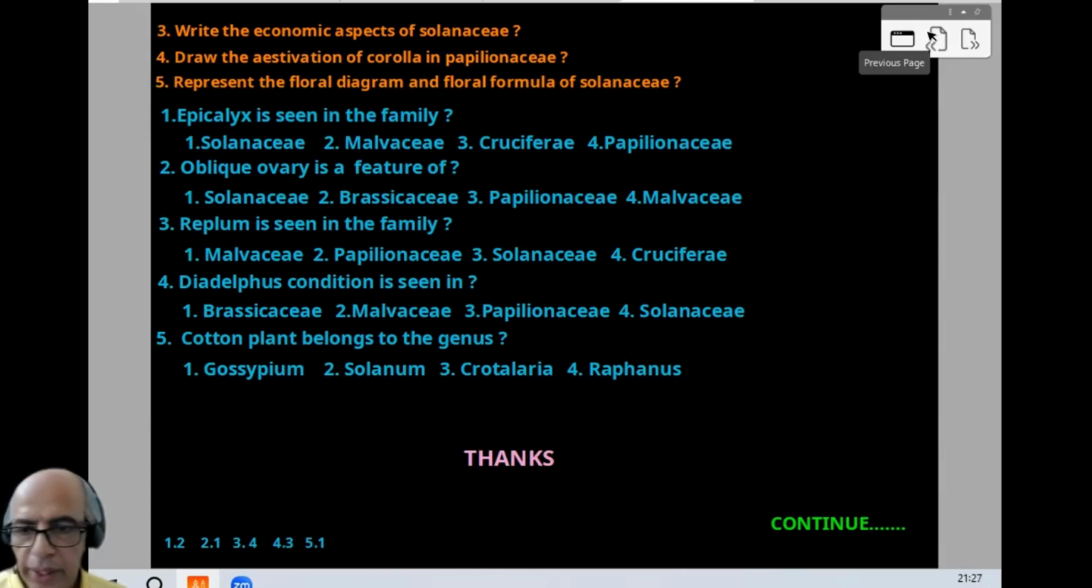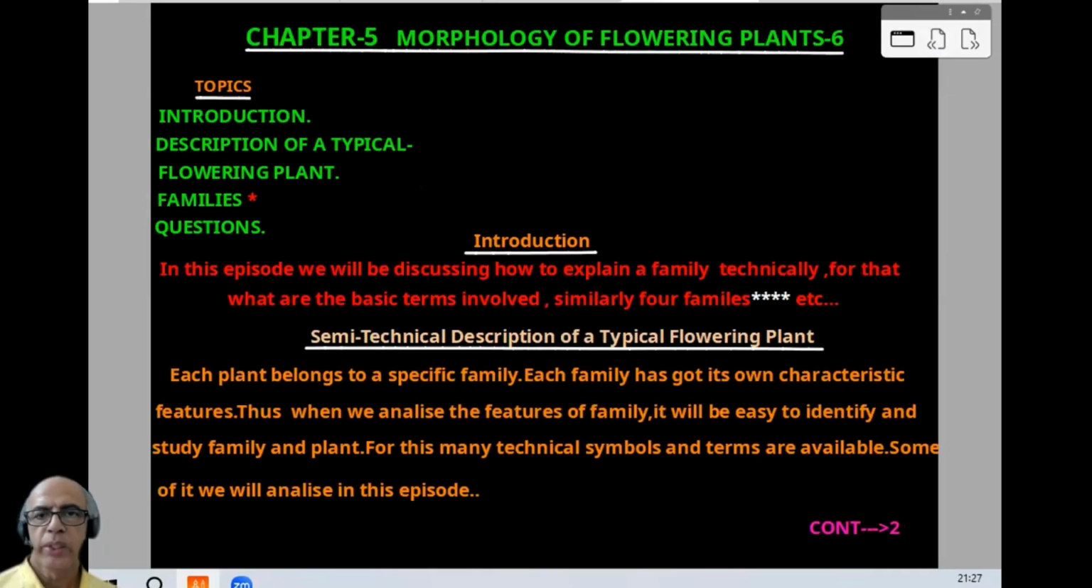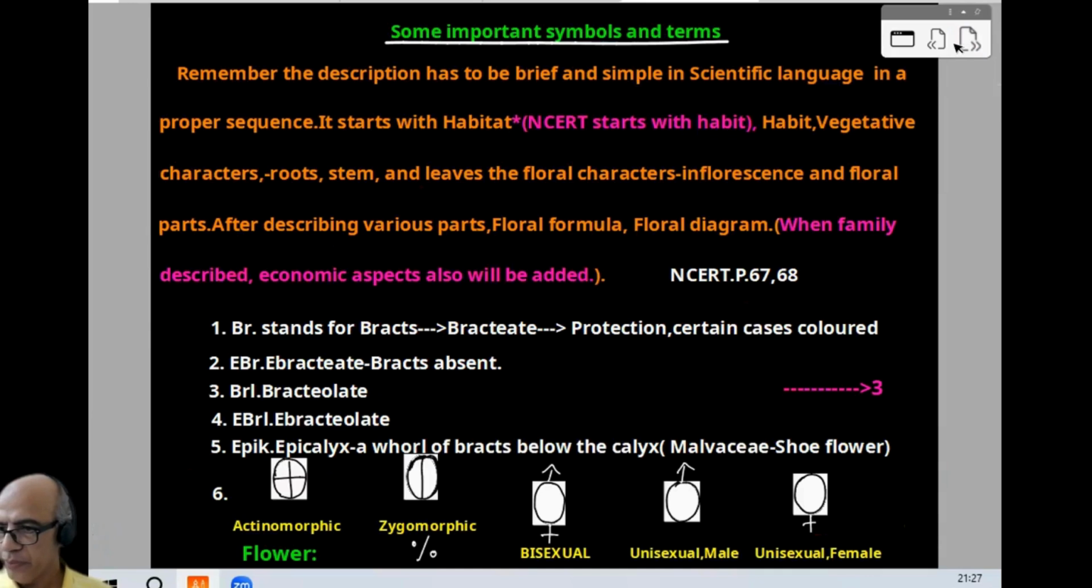Hoping that it is clear to you. So what all things we learned in this episode, we can just pass through. We started with chapter number 5, episode 6, mainly dealing with family description, the features or characters of a family and how it can be described in technical terms. That way we started, after the introduction, with a semi-technical description of a typical angiospermic plant and family. Then symbols started, roughly 21 symbols with the diagram, sexuality, etc.